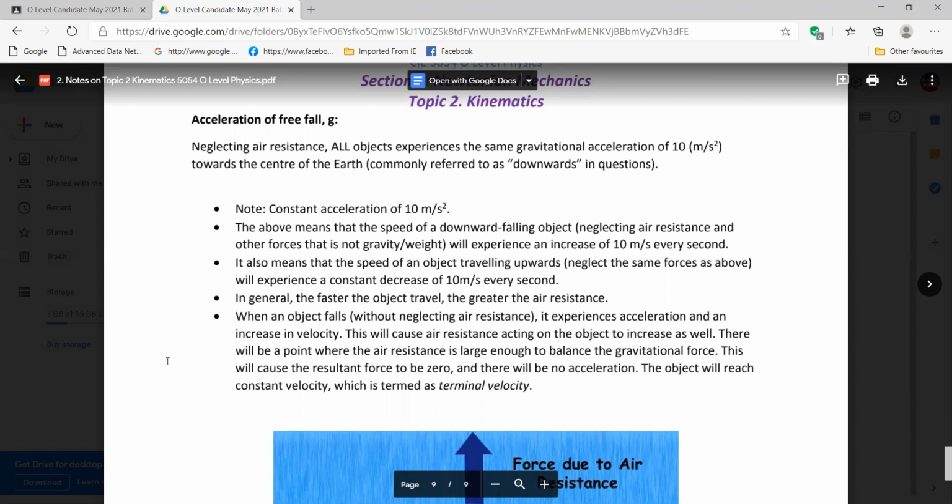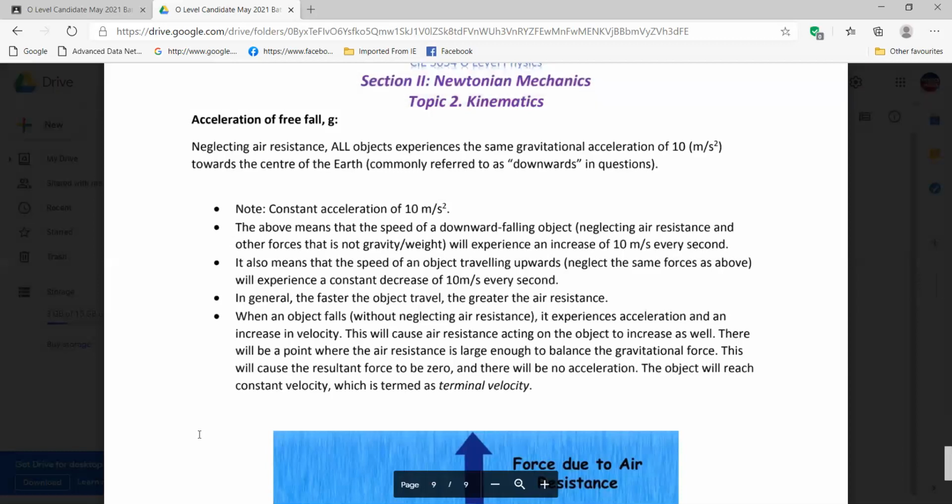Okay, if we drop any object, then it accelerates towards the center of earth, right? Yes, sir. And that is a constant value, that is 10 meter per second square on earth. Clear to you? Yes, sir. Can you read all these points? Constant acceleration of 10 meter per second.